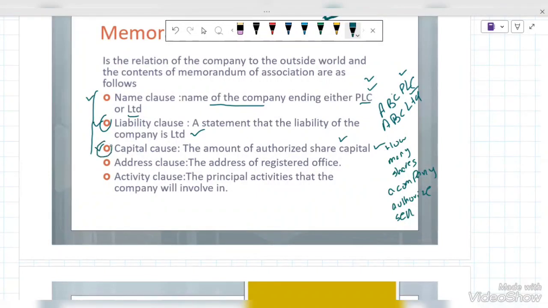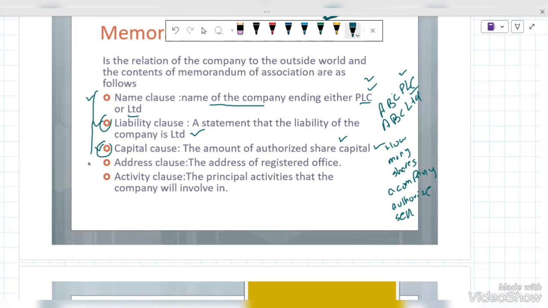Capital clause: this content discusses the amount of authorized share capital, like how many shares a company authorizes, or you can say sells, or raises the capital. So the amount of authorized share capital could be 1,000 shares or it could be 2,000 shares.